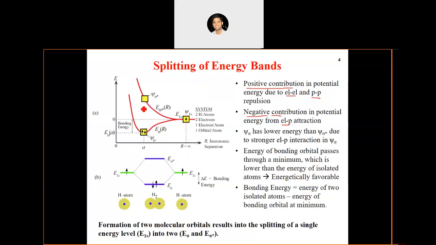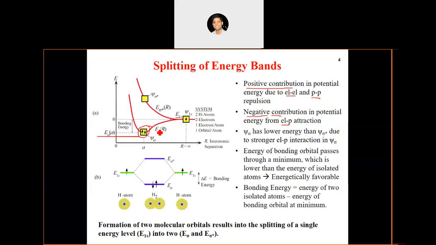You can also derive this, and you might have seen this curve in the first chapter also, that this bonding molecular orbital which is getting formed has a minimum. There is a minimum energy. It passes through a minimum which is lower than the initial energy of the electron. Initially, both the electrons had energy E1s, right? Because they are coming from the 1s atomic orbital. Both the electrons had the same energy, and it was higher than the energy of the bonding molecular orbital, right?